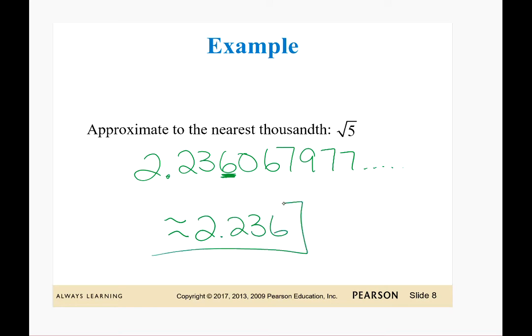2.236. You're going to have to make sure that you round to the nearest decimal, the place that it tells you. Okay, if it says thousandth, there better be 3 decimal places. If it says hundredth, then there should be 2 decimal places.